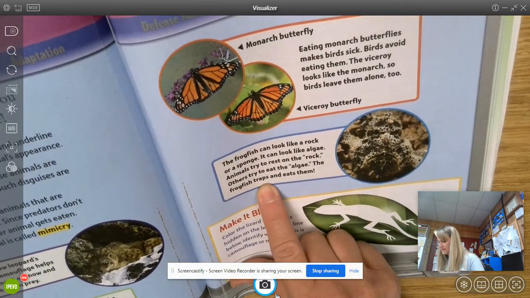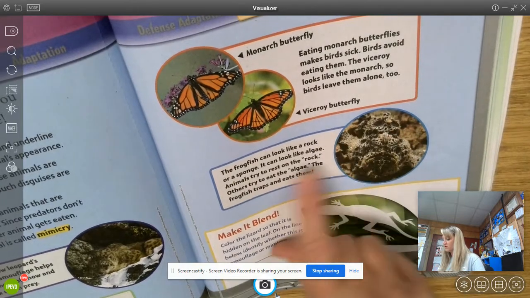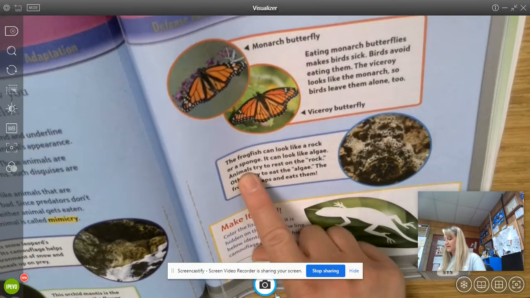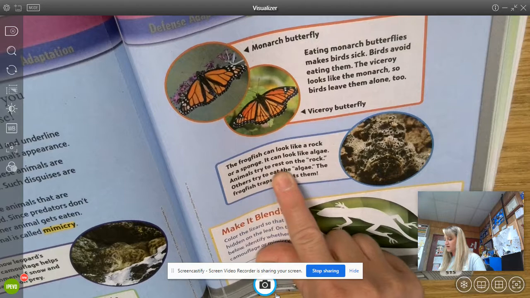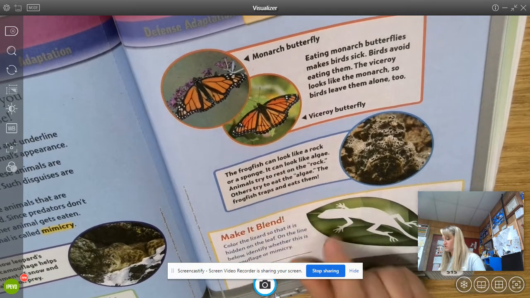This one to me looks like camouflage. The frogfish can look like a rock or a sponge. It can look like algae. They try to rest on the rock, and others try to eat the algae, and the frogfish traps them and eats them.